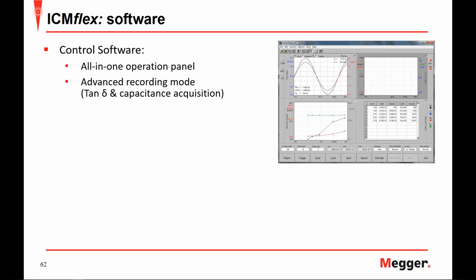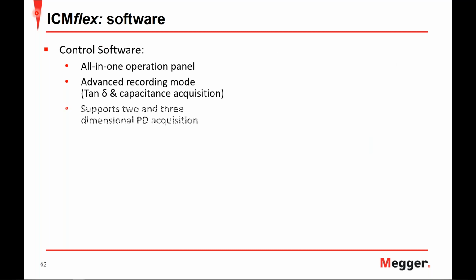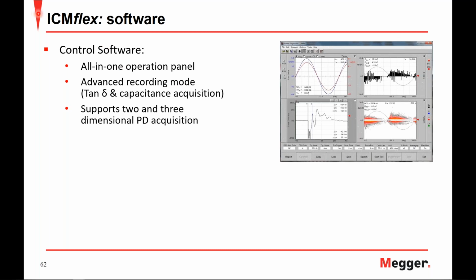Looking at the ICMflex software, it has an all-in-one operational panel where you can do advanced recording of tan delta and capacitance measurements. So you have your tan delta and capacitance measurements and a summary table here. It supports 2- and 3-dimensional acquisition, where you have 2-dimensional with just your phase angle and your magnitude in this top graph. And here you have your magnitude, phase angle, and as we discussed, the repetition or the counts in color.